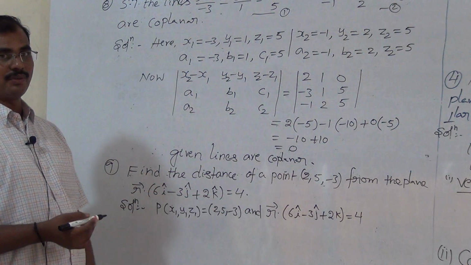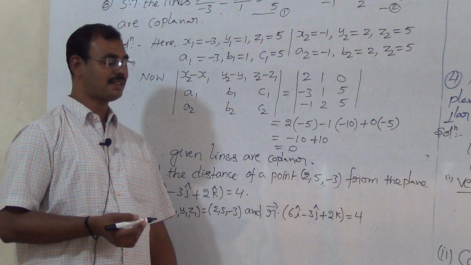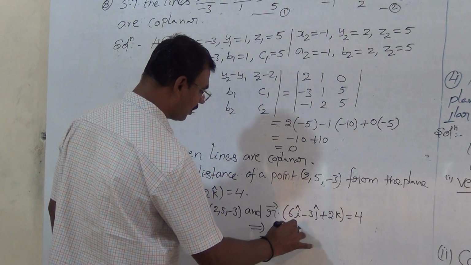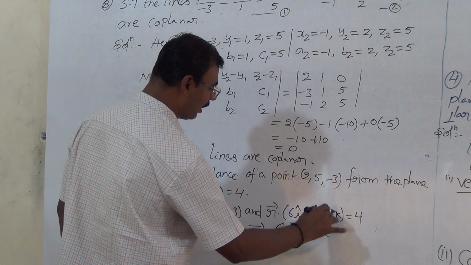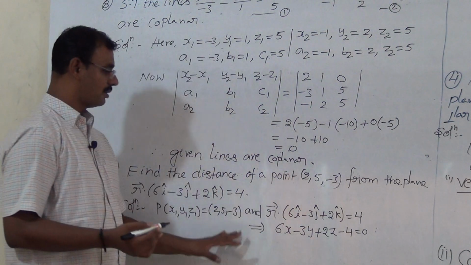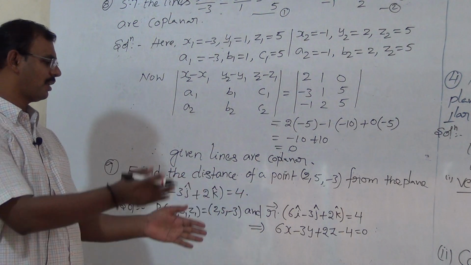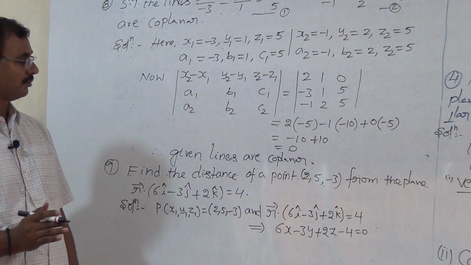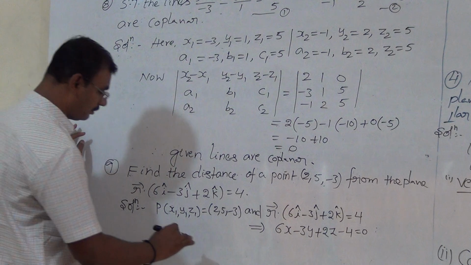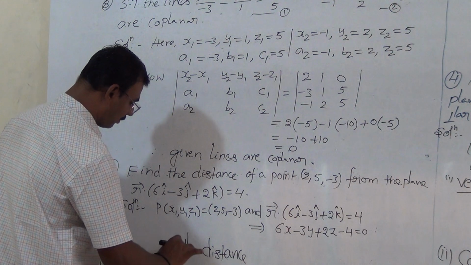Convert into Cartesian form. How to convert? r bar is xi plus yj plus zk. Substitute here. We get directly, I am writing, 6x minus 3y plus 2z minus 4 is equal to 0. So this is the equation of a plane in Cartesian form. Always, if vector form is given, convert into Cartesian; if Cartesian is given, convert into vector. We know very well how to bring both the forms. Now it asks for the distance, so perpendicular distance.